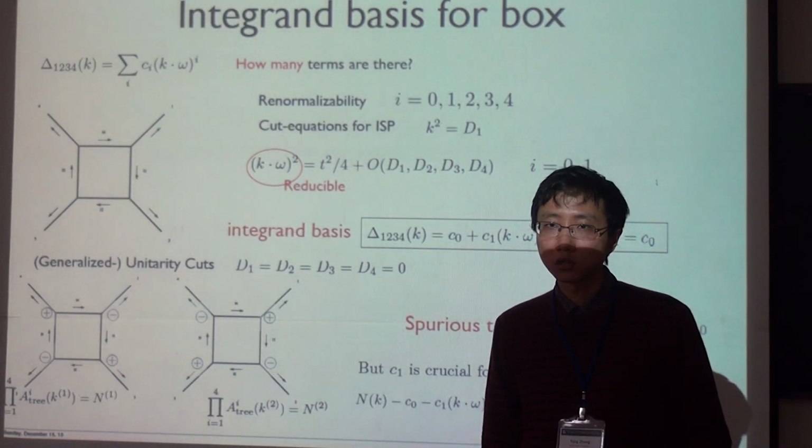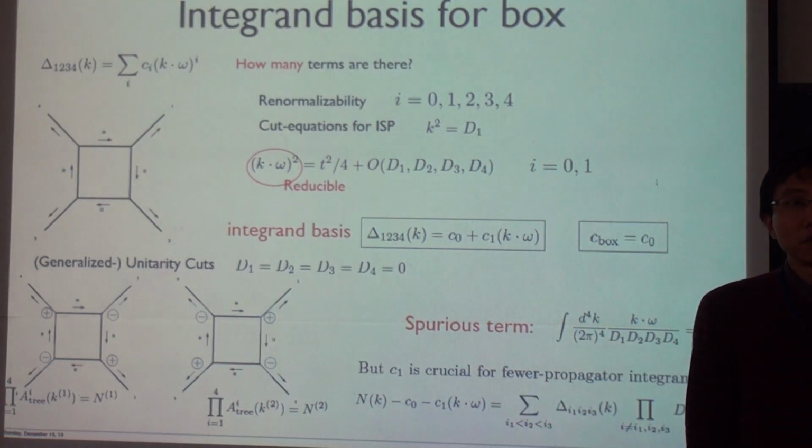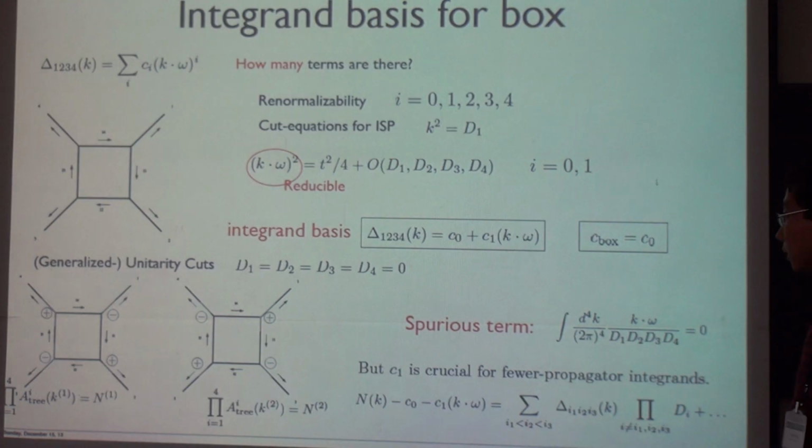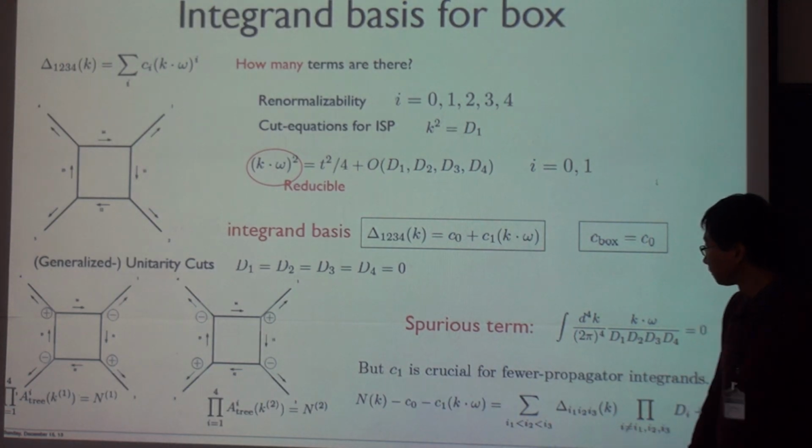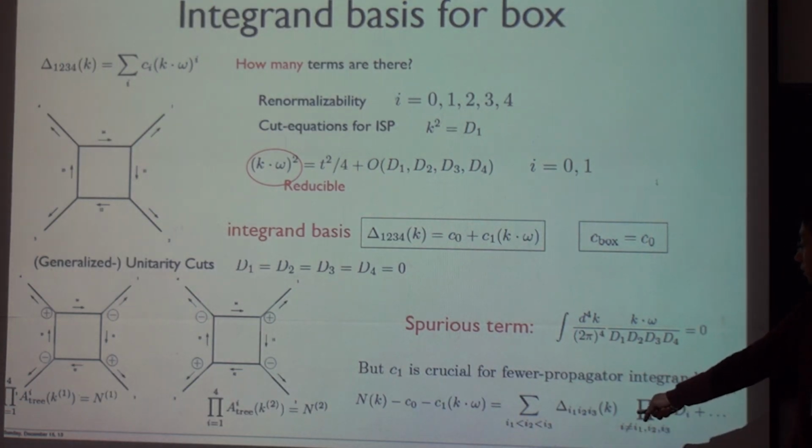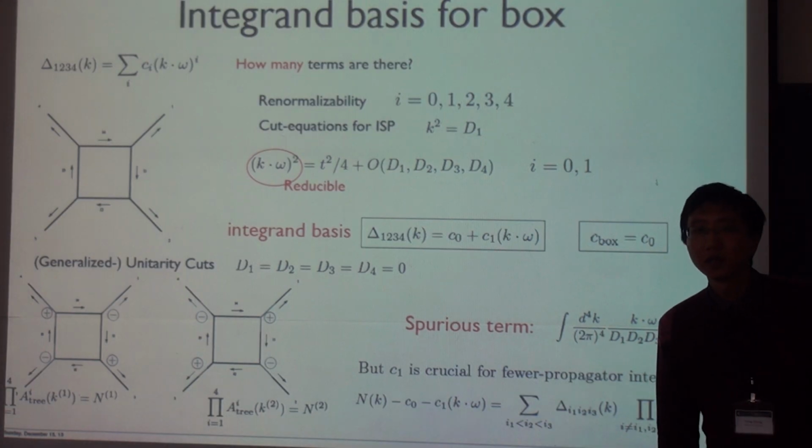So it's integrand reduction. And furthermore, if you know this integrand for a box, then you can go one step more, you can get the triangle contribution and also the bubble contribution. And also the d-dimensional rational term contribution.